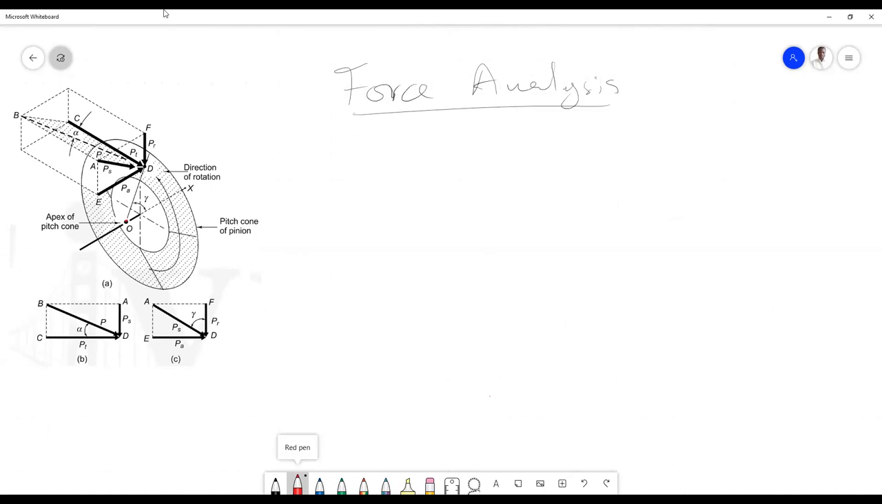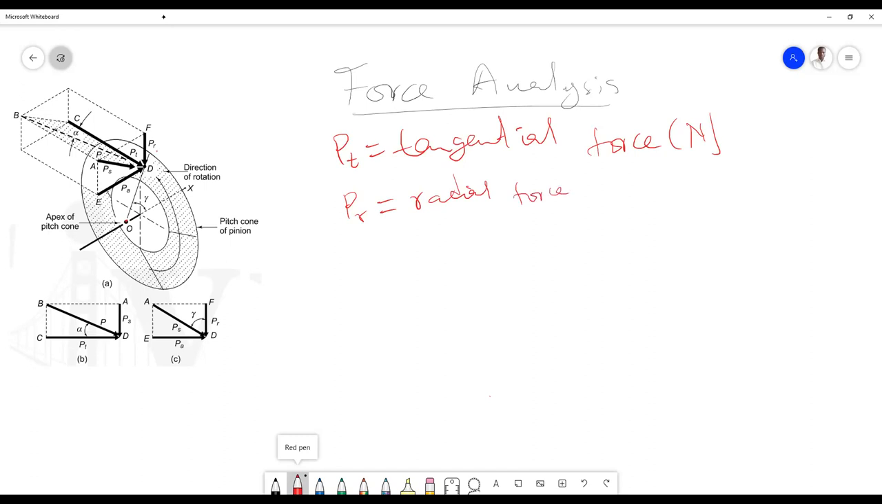Then there is a point which we call D, where we have the load concentrated. Then from that point, we can resolve the forces on the cone, right? So if we take this point to be where the forces are concentrated, we can have the tangential component, which will provide the useful work, to be PT. So here we have PT equal to the tangential force, okay? And that one will be in Newtons. Then we also have PR. So PR here is equal to the radial component. So that's the radial component of force on the pinion.